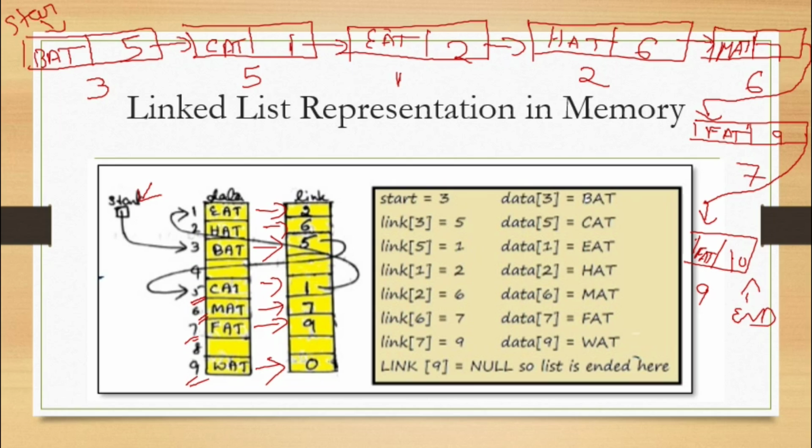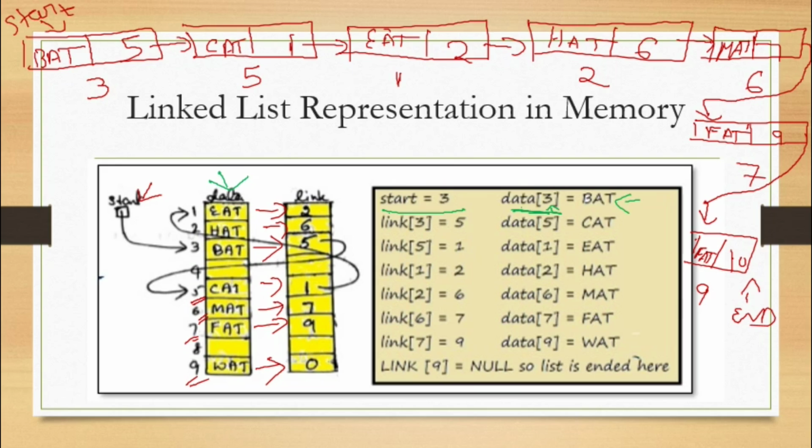Now how do we access the data? We know that the START pointer tells the beginning, and if you have to access data, you need to do DATA[3]. Why DATA[3]? Because the name of the array which holds the data is DATA. By index you will access DATA[3]. In the DATA array, the index is 3, and if you get that, then you will get the data.